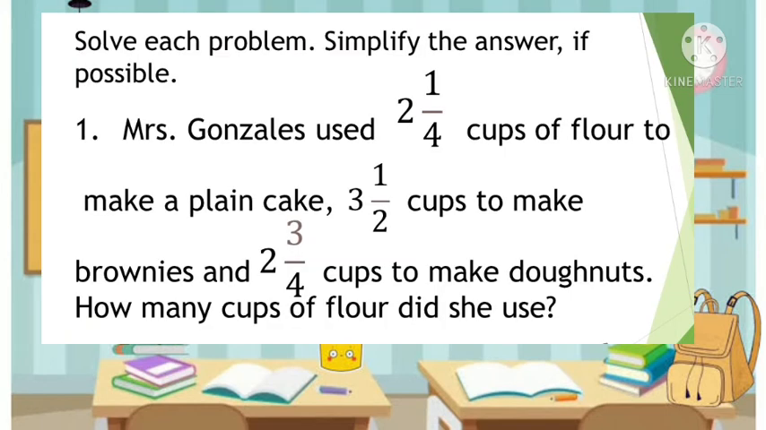Let's solve the 2 problems. I will give you 2 minutes for you to solve each problem. Simplify the answer if possible. For number 1, Mrs. Gonzalez used 2 and 1/4 cups of flour to make a plain cake, 3 and 1/2 cups to make brownies, and 2 and 3/4 cups to make donuts. How many cups of flour did she use?